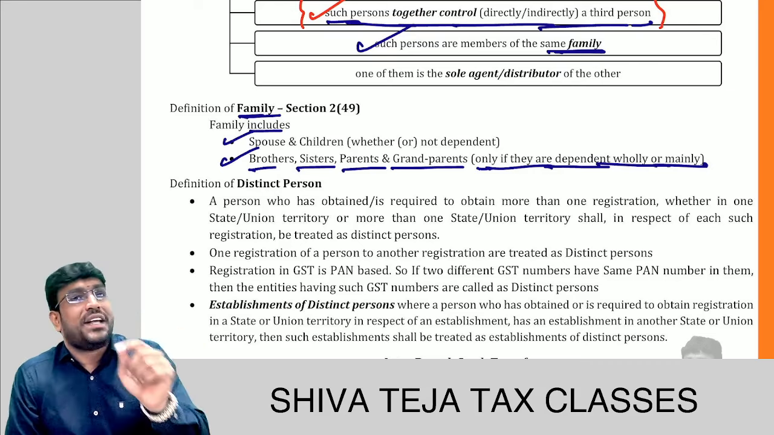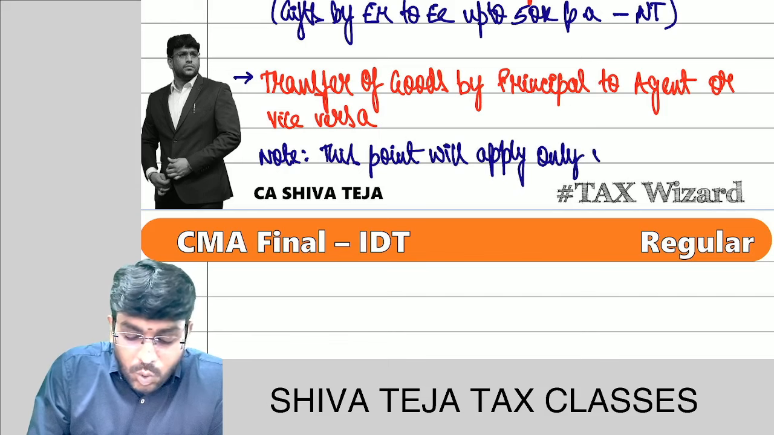Transfer of goods by principal to agent or vice versa. Note, this point will apply only if the agent issues invoice to the customer in his own name.